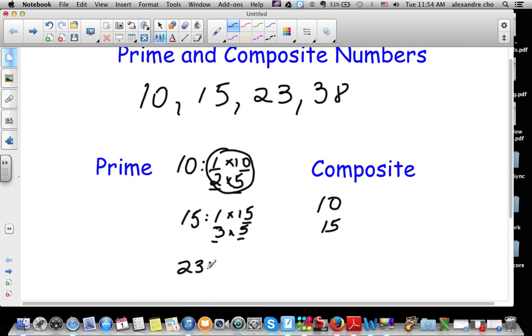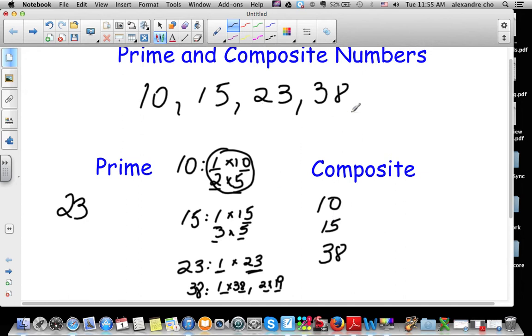23. Numbers that multiply to give you 23. Well, there's always 1 and 23. And there's nothing else. So there are only 2 factors, the number 1 and the number itself. So 23 is a prime number. Okay, so a prime number is a number that has 2 factors, the number 1 and the number itself. Try 38. 38, we got 1 times 38. And we also have 2 times 19. And this has 4 factors. So 38 is a composite.